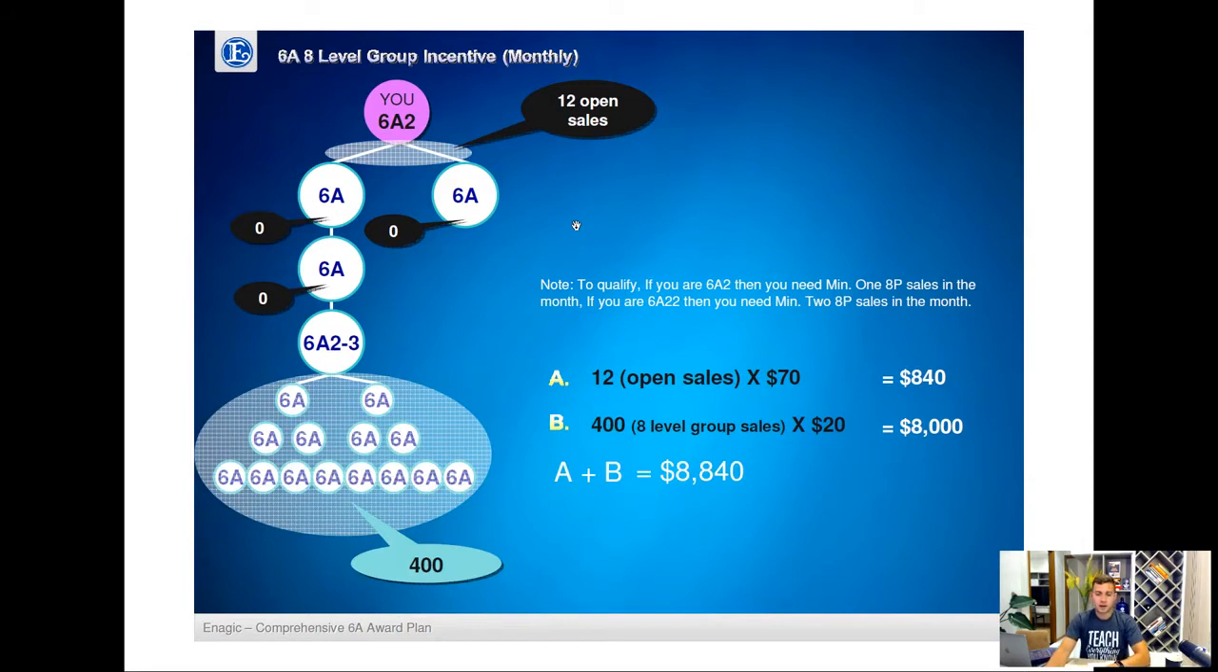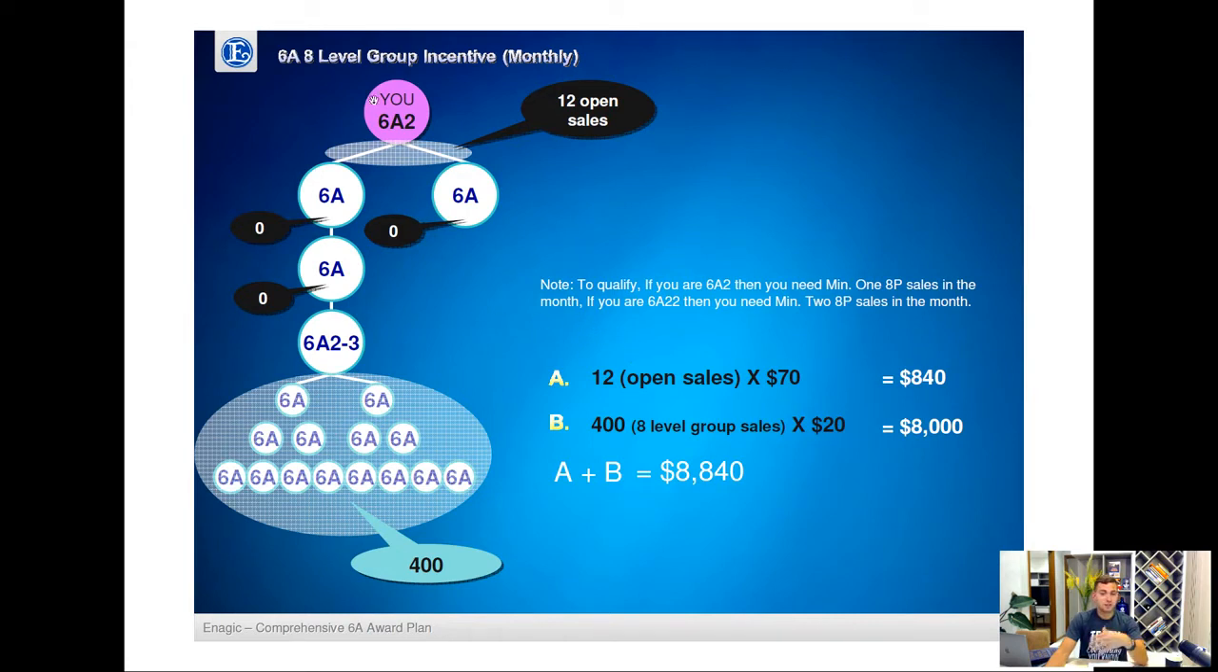Okay, and here we have one more example. You are a 6A2 right here. Okay, so to qualify, you need 1 open volume sale. You had 12 this month. All right, so 12 times, again, more than 10 is 70, $840. Now check this out, guys. This is where it gets super, super powerful.